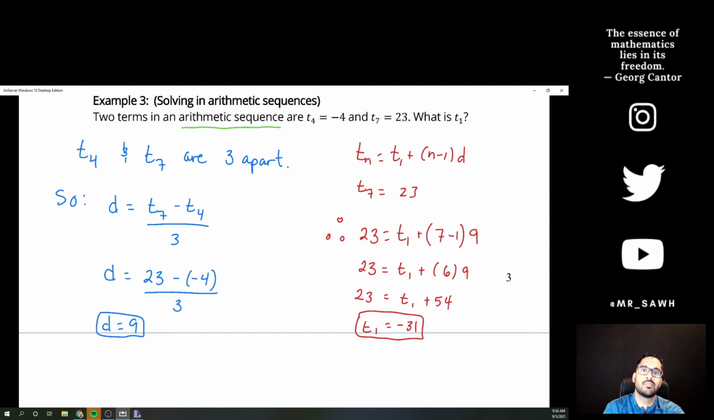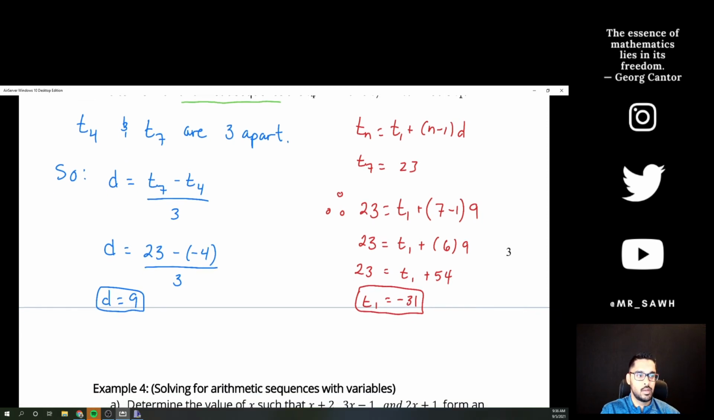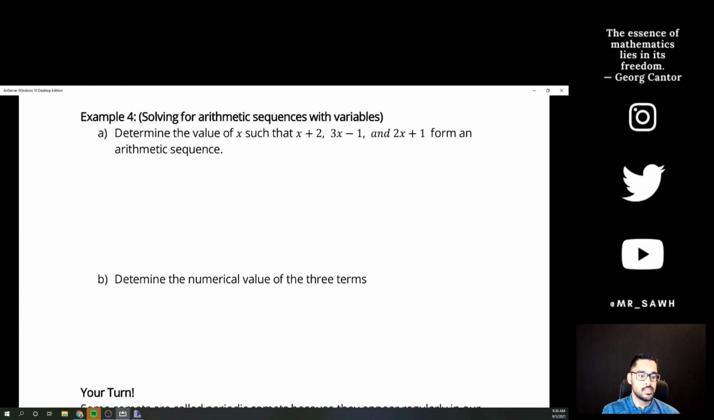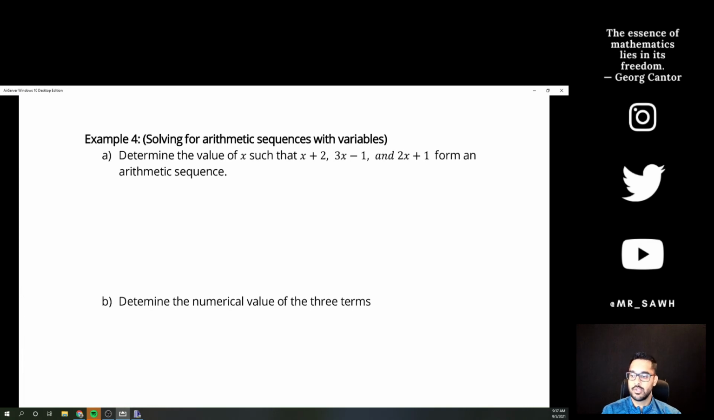All that looks good, but what happens if there are variables in your sequence? And what happens if they're not specific numbers anymore? Does anything change? And the answer is no. This happens exactly the same way. So determine the value of x such that x plus 2, 3x minus 1, and 2x plus 1 form a sequence. They're the first three terms of that sequence. Well, we've got to think about what to do here. There are a lot of variables. Now, if this is an arithmetic sequence, they have a common difference. So there is something that these terms have in common to get from one to the next. And the goal is to figure out what that is.